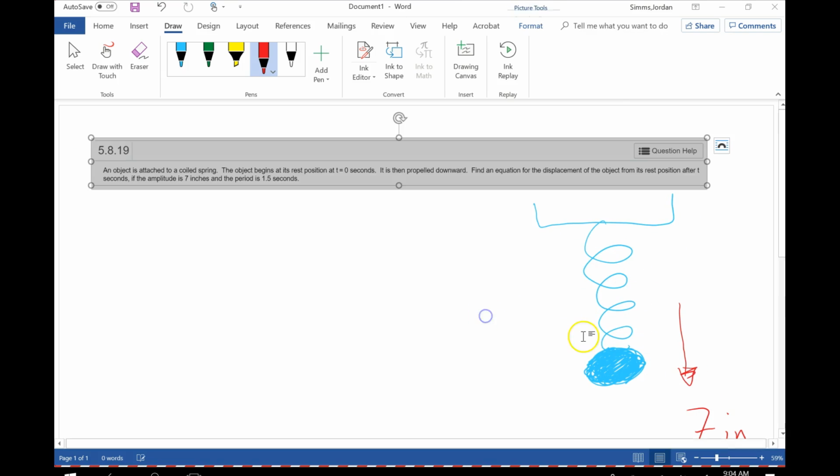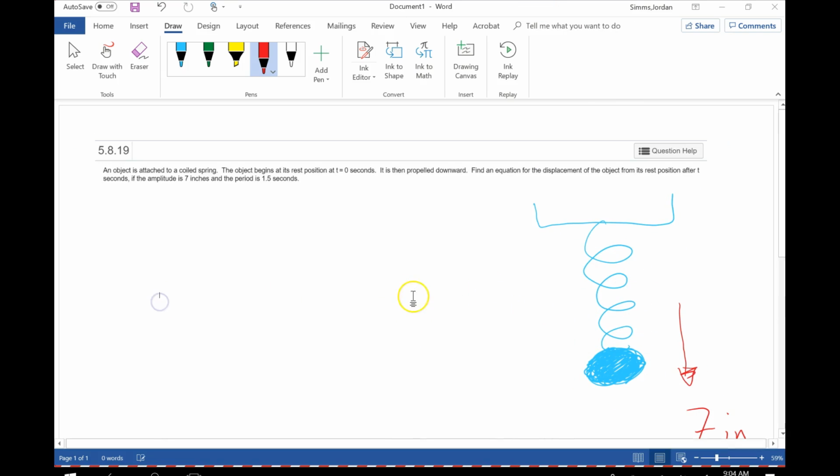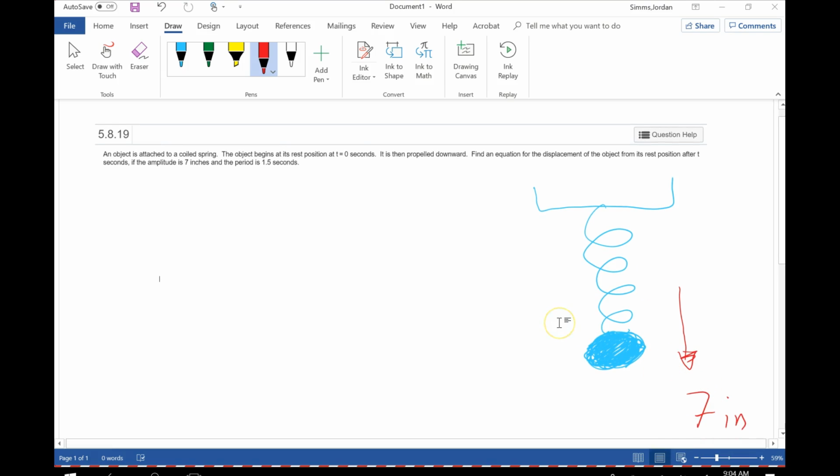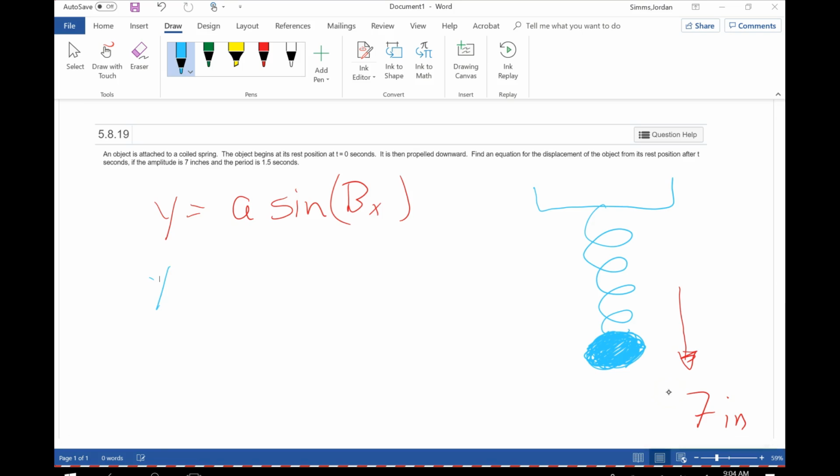Now here this object is propelled downward. This object is propelled downward 7 inches, so that's in the negative direction. So if we want to think about just our equation in general, remember it's a sine of bx, right? Really, we could put that in brackets if we wanted to get fancy. So that's really what we're talking about here. Now the amplitude is going to be -7 because again we're going down and that matters, so it's going to be -7 times the sine because I know it's starting at its rest position.